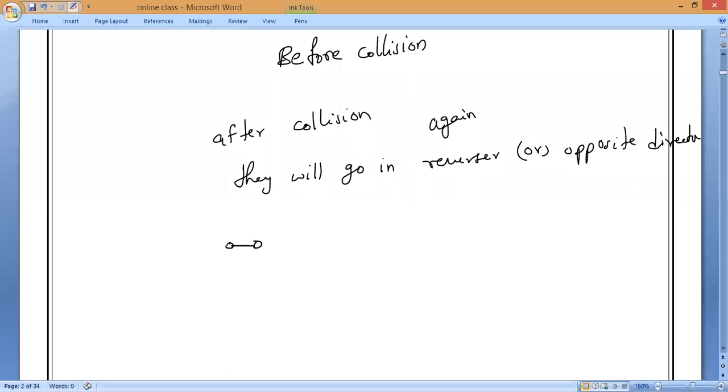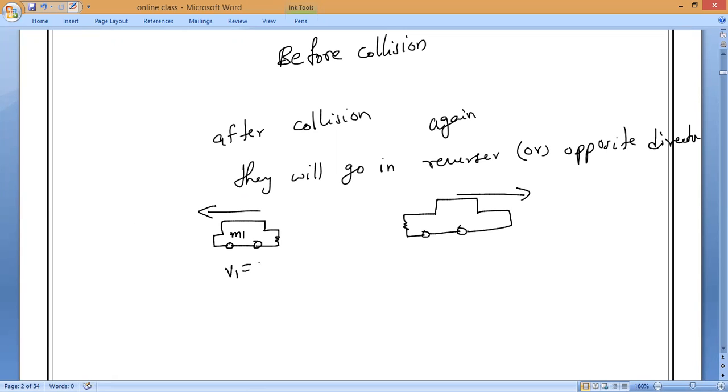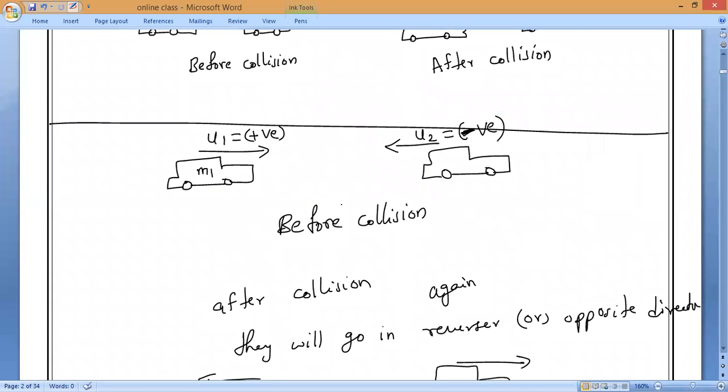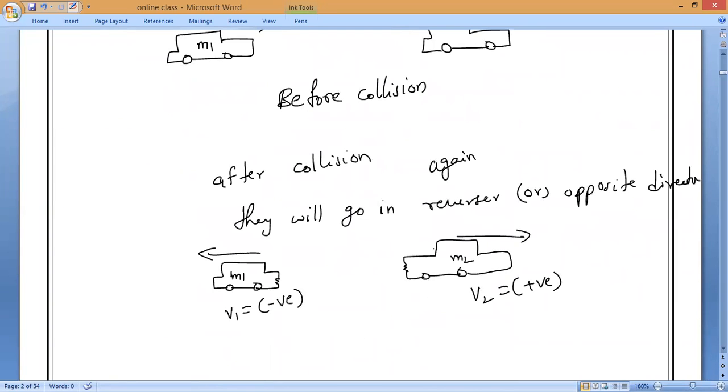So now, after collision, this body is moving in this direction. After collision, this body is moving in this direction. Now, you tell me, what about this one? V1 is what? Negative. V1 is negative. Now this body is moving in this direction, so V2 is what? Positive. V2 is positive. Do you remember all of you? This is before collision. This is after collision. Is it okay, everybody?